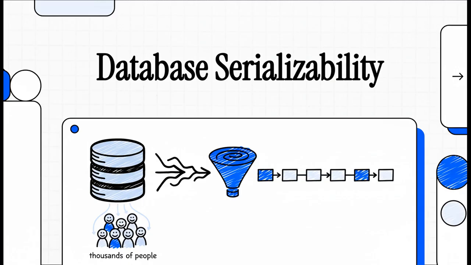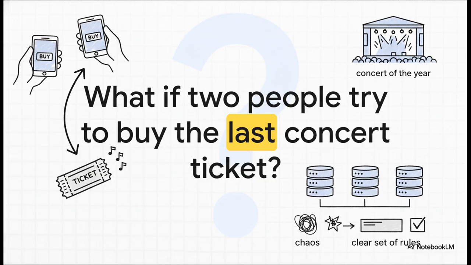Let's get into it. So to really wrap our heads around this, let's think about a super common problem. The last ticket for that once-in-a-lifetime concert is up for grabs. You and some other diehard fan hit buy at the exact same millisecond. So who gets it? Does the system accidentally sell it twice? Does the whole thing just crash? You see, without some really clear rules, you get total chaos. And that right there is the core problem of concurrency. But don't worry, databases have a seriously clever way of handling it.